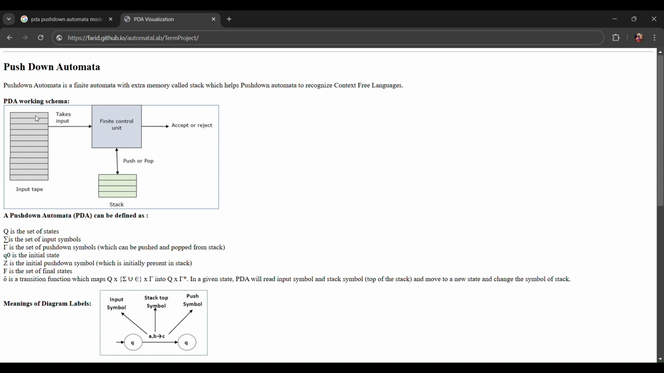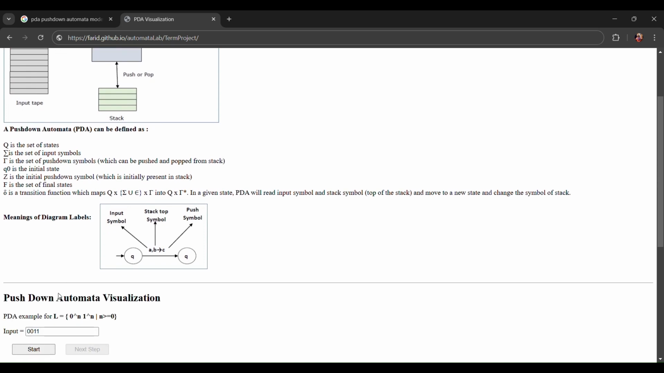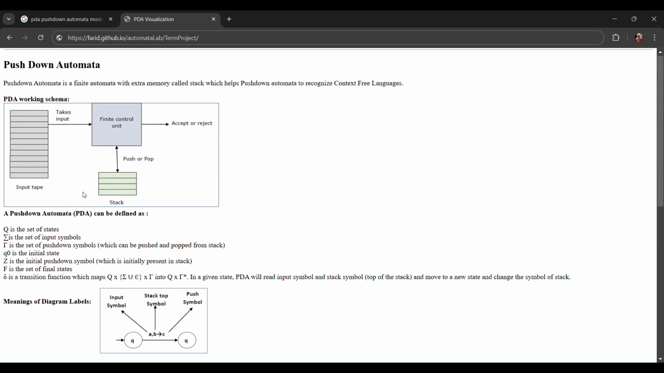We'll be providing an input tape to our machine. The input will be passed on to the control unit, which uses the help of a stack to decide whether to accept or reject our input tape based on a problem statement.